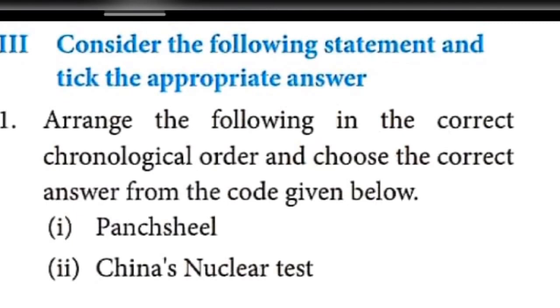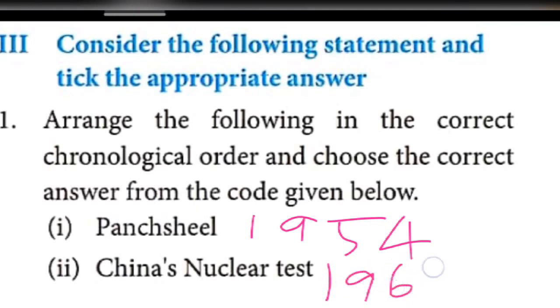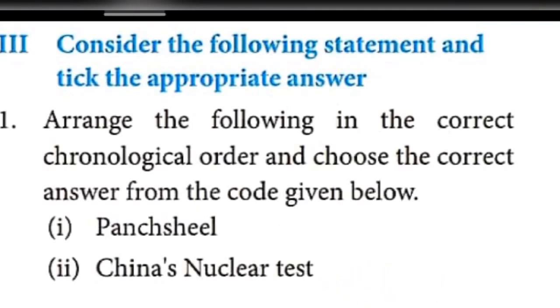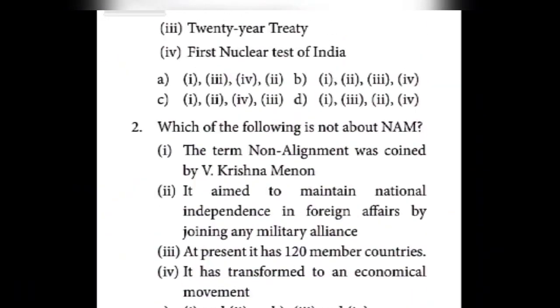You know very well Panchasheel, which year? 1954. China's nuclear test: in the last year's guide, last year's book, the option order is wrong. The order was changed, check it clearly. China's nuclear test, which year? 1964. The next one, 20 years treaty, which year? 1971. First nuclear test of India, 1974.